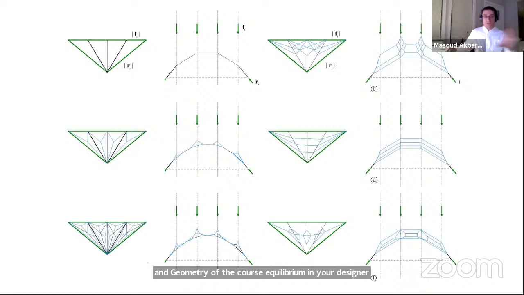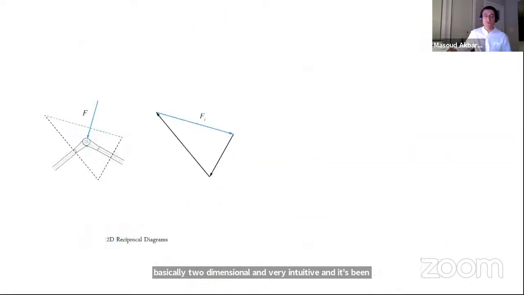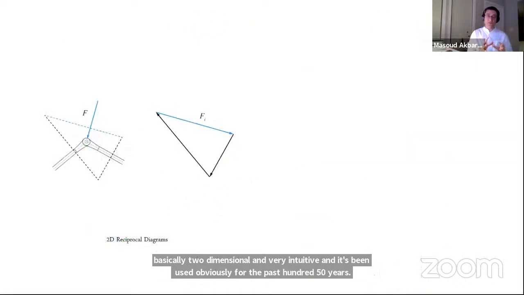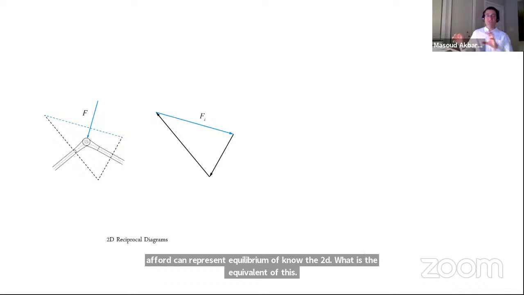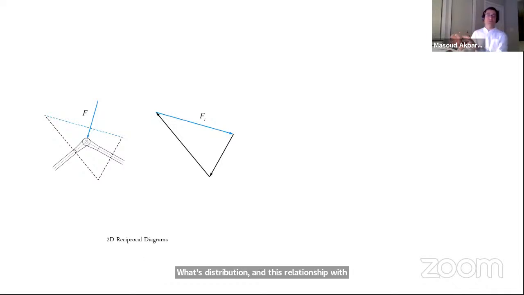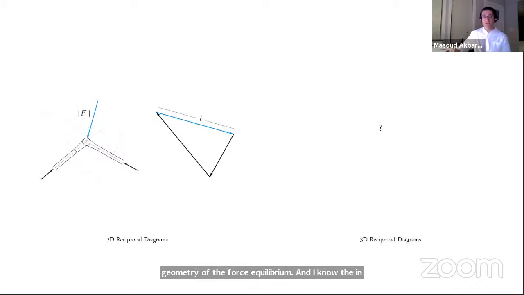So I showed you all these examples that were quite basically two-dimensional and very intuitive. And it's been used obviously for the past 150 years. The question is that, okay, if a single polygon of force can represent the equilibrium of a node in 2D, what is the equivalent of this force distribution and this relationship between the geometry and the force equilibrium of a node in a two-dimensional world, and a node basically in 3D, right?